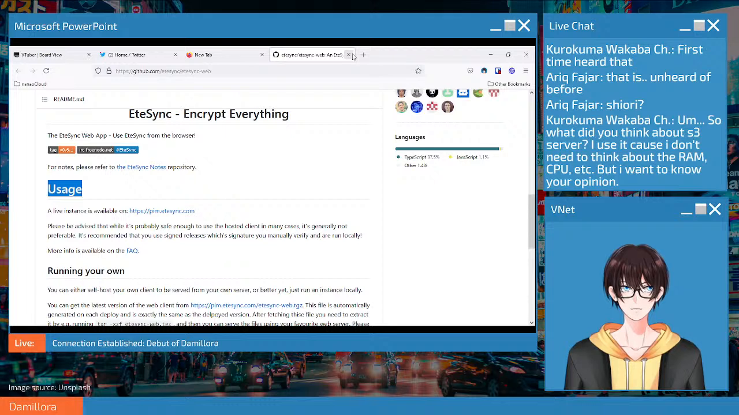So what did you think about S3 server? I use it because I don't need to think about the RAM, CPU, etc. But I want to know your opinion.